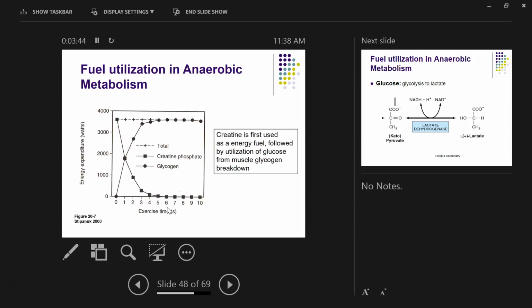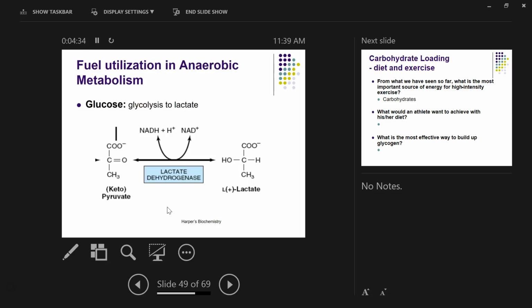This gives you some idea how energy is used during the 10 second type of exercise. In the first few seconds, creatine phosphate is quickly used. After about 3 seconds, creatine utilization drops significantly, but glycogen utilization increases significantly. So the muscle utilizes mainly creatine phosphate in the first few seconds, and then glycogen becomes the main source of energy. And this is the reaction you know: for glycolysis, glucose is mostly converted to lactate and will not be completely oxidized during anaerobic exercise.